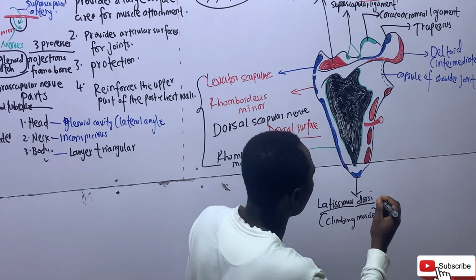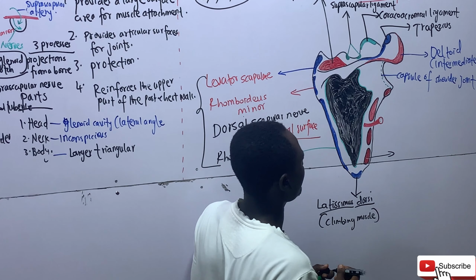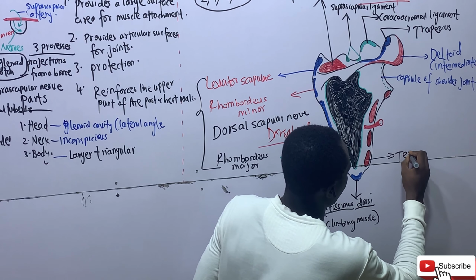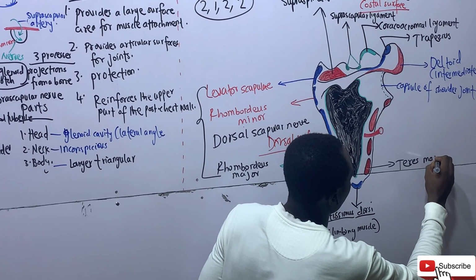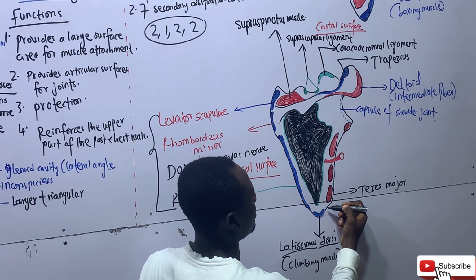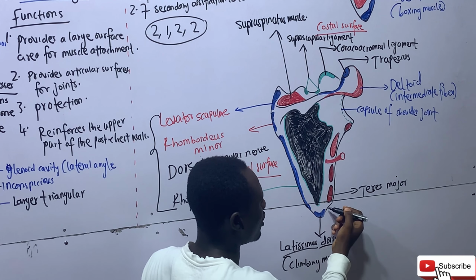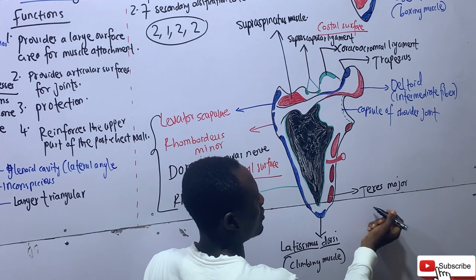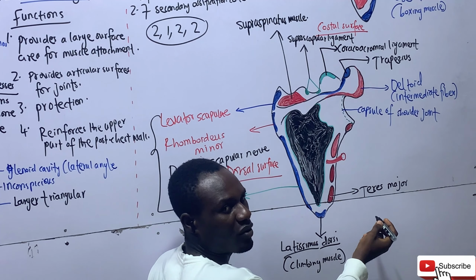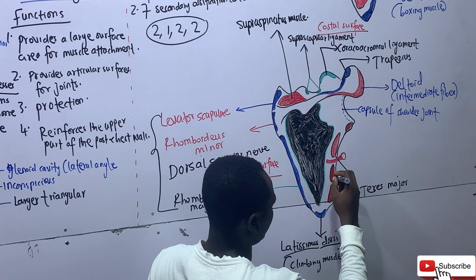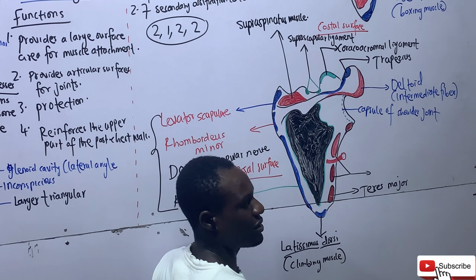Alright, so we have another muscle right here. This muscle right here is the teres major. The teres major takes origin at the lateral border of the dorsal surface close to the inferior angle, and it is going to insert at the medial limb of the intertubercular sulcus. Now this muscle right here is the teres minor.